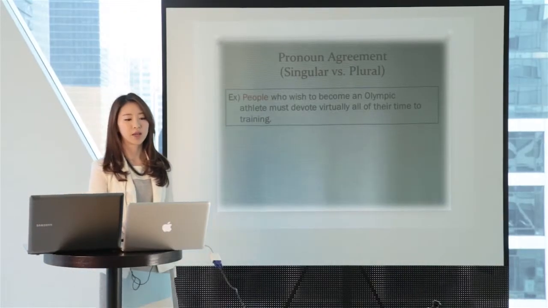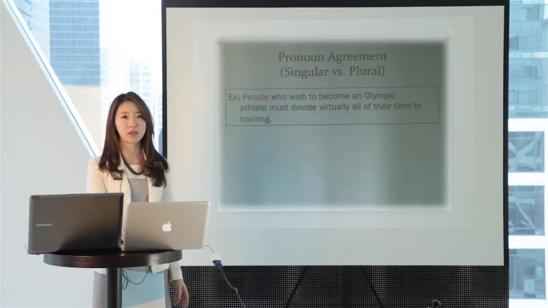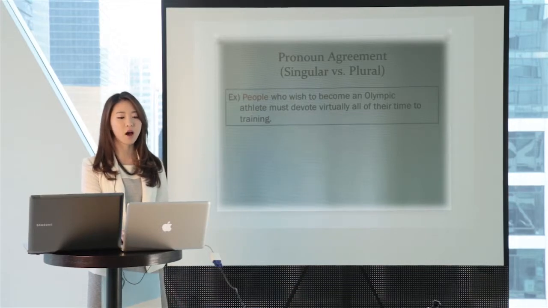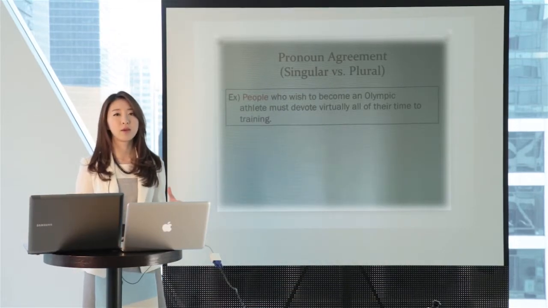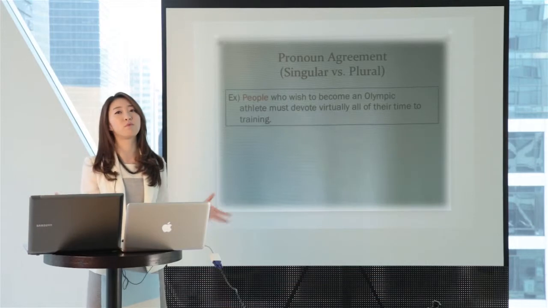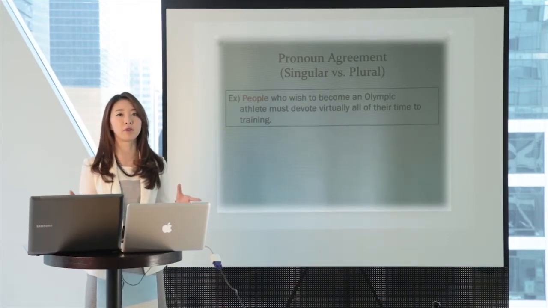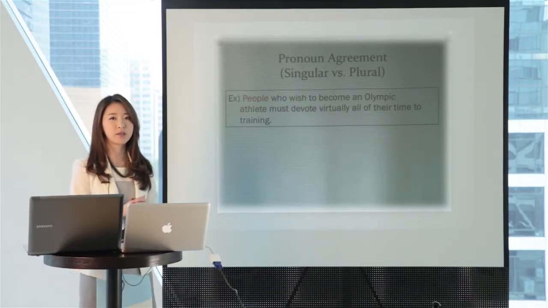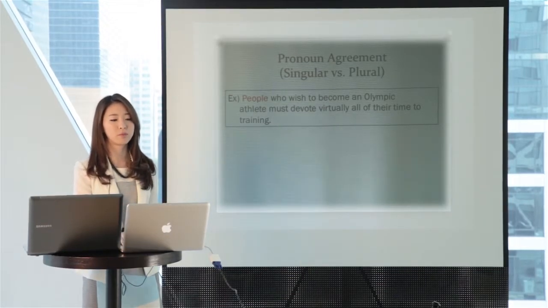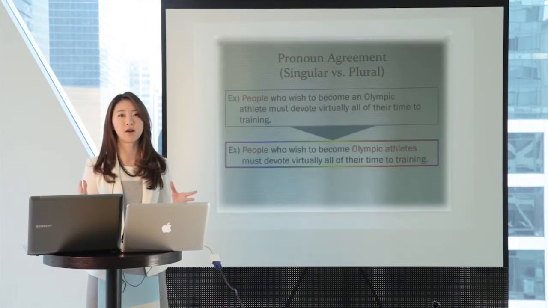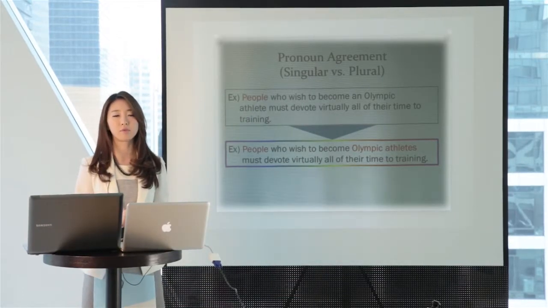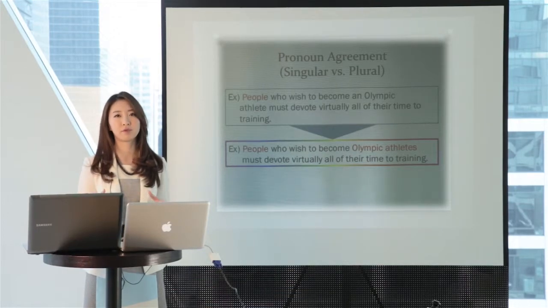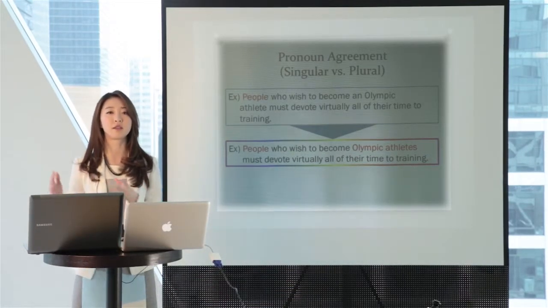Now we're going to look at another example of the pronoun agreement, singular versus plural. Okay, the example here says, people who wish to become an Olympic athlete must devote virtually all of their time to training. Check what the subject is. The subject is people. They want to become Olympic athletes. Now, all of them want to become athletes, not just one person. We're talking about people here in a plural form. So do you see the mistake in this sentence? It should be people who wish to become Olympic athletes, with the noun in a plural form, must devote virtually all of their time to training. So you keep seeing how we have to keep this singular or plural form in a constant form.